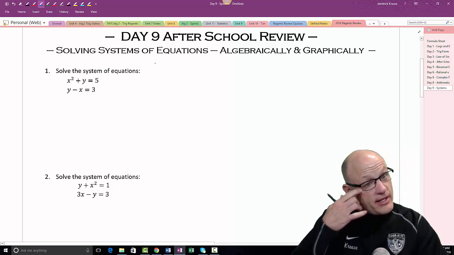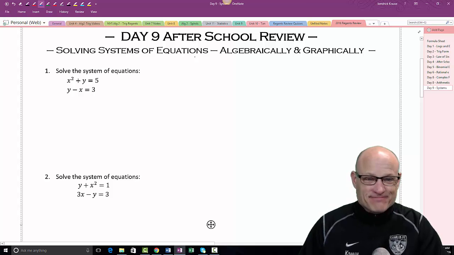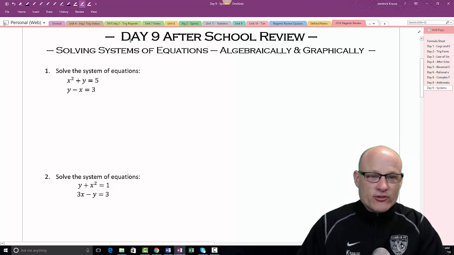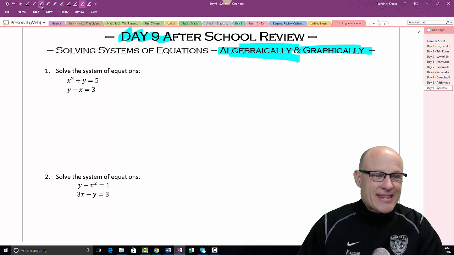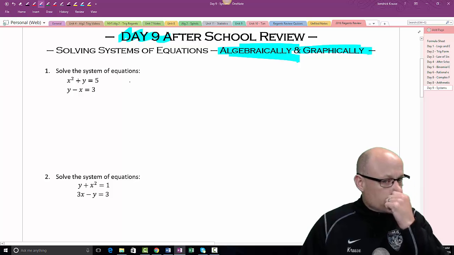Alright, so let's get solving. Day 9, solving systems of equations. We're going to do it both algebraically, without the graph paper, and graphically. Let's do this.